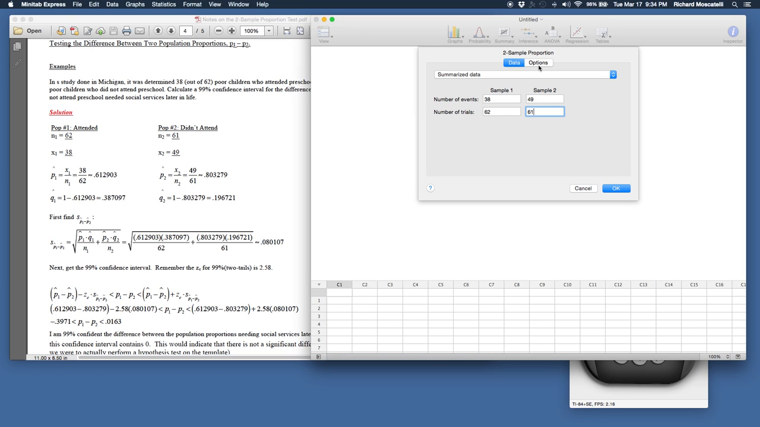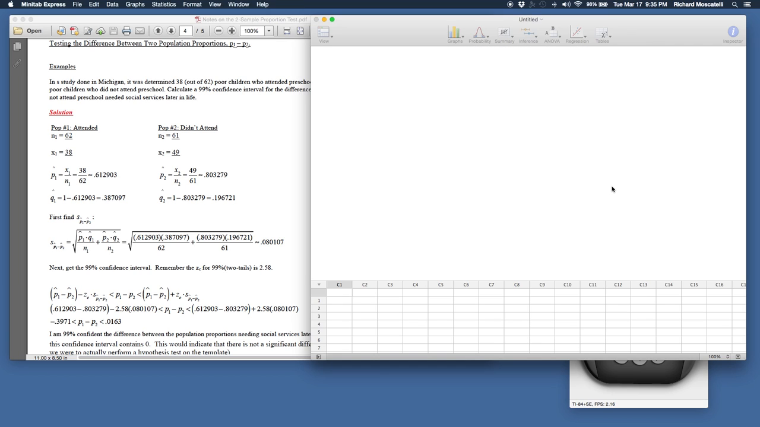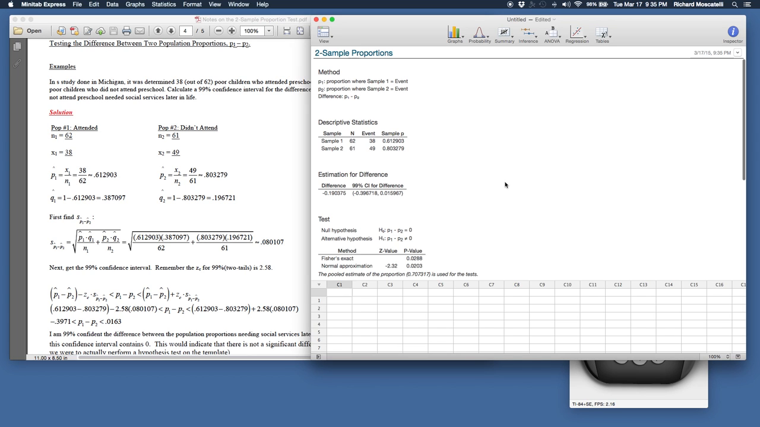Go to the options menu, because this is where you'll select 1 tail, 2 tails for hypothesis testing and everything. So go to options here. Okay, difference, yeah, that's fine. The confidence interval, 95%. No, they want a 99%. And we are going to use the pooled estimate of the proportion. That's what this thing is doing here. It's a pooled estimate. And really there's not much to do here. Now this is going to also do the hypothesis test, but we should get the confidence interval out of this as well. So let it do its thing here.